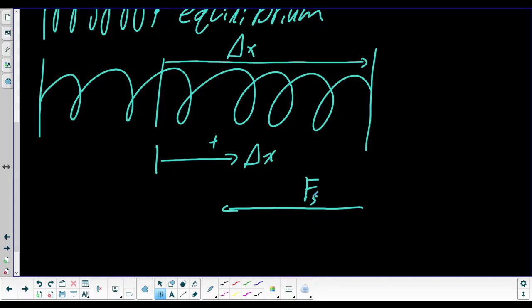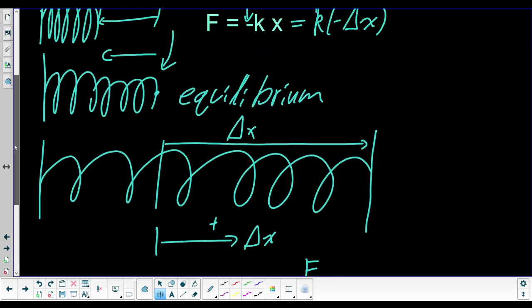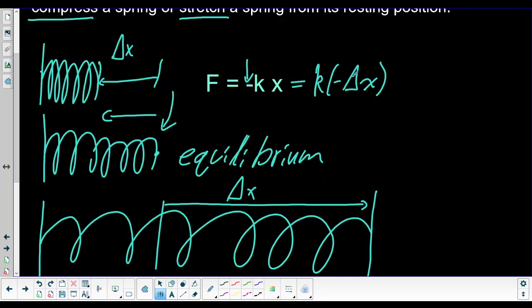So whatever you do, the spring does the opposite of that, trying to go back to the way it wants to be. So this negative is in the opposite direction of our displacement, or our stretch or compression. This is just saying, take whatever direction you stretch or squish your spring, reverse it, and that's the direction your spring force will be pulling or pushing.